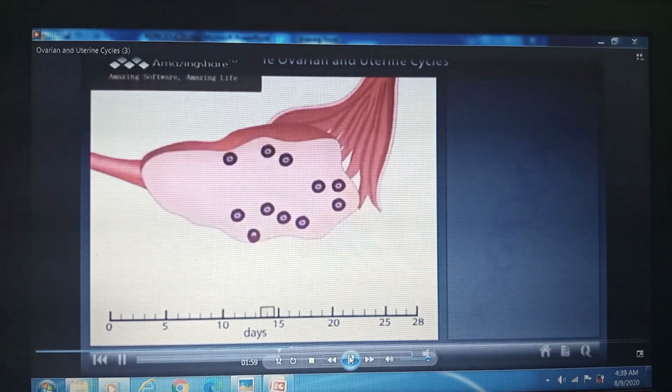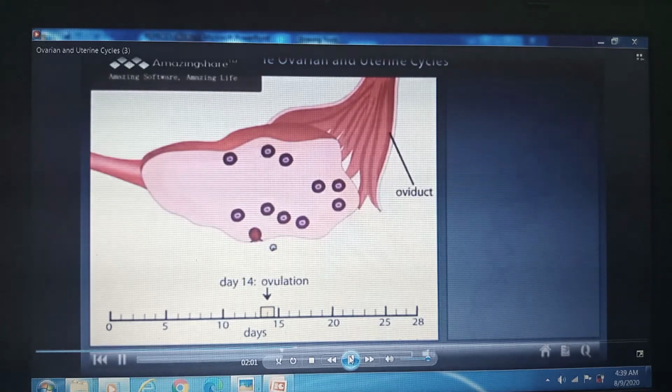At day 14, ovulation occurs, and the secondary oocyte erupts from the ovary. The oviduct contains microscopic cilia that feed and draw in the released oocytes. This immature egg enters an oviduct, where it may become fertilized by a sperm cell and complete meiosis.